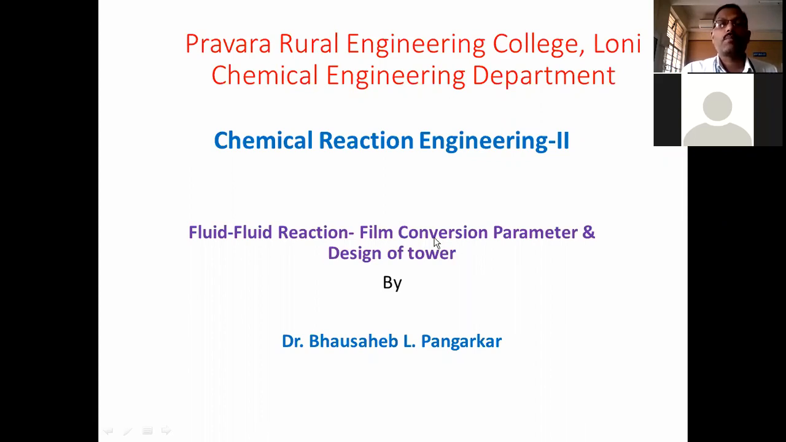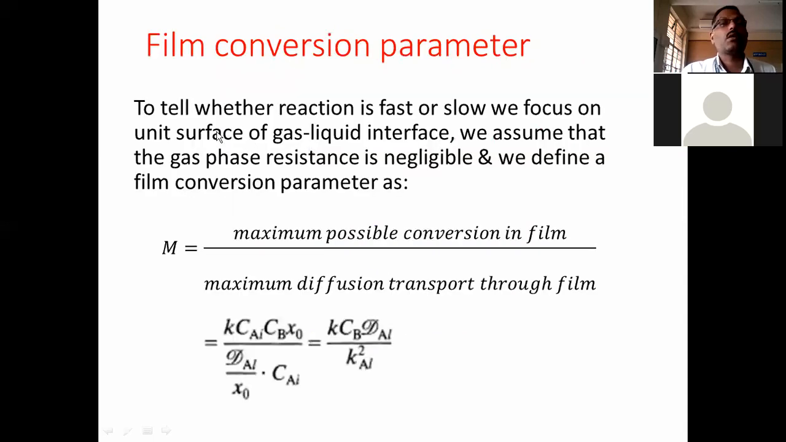Now, this film conversion parameter. In this unit, to tell whether a reaction is fast or slow, we focus on a unit surface of the gas-liquid interface. We assume that the gas phase resistance is negligible and we define a film conversion parameter as follows. So what does this film conversion parameter mean? It tells whether the reaction is fast or slow. By this equation, M, the film conversion parameter, is the ratio of the maximum possible conversion in the film to the maximum diffusion transport through the film.